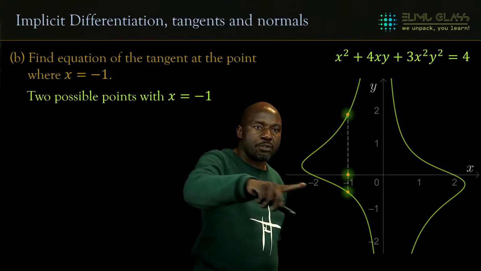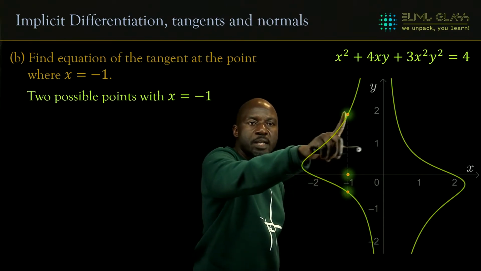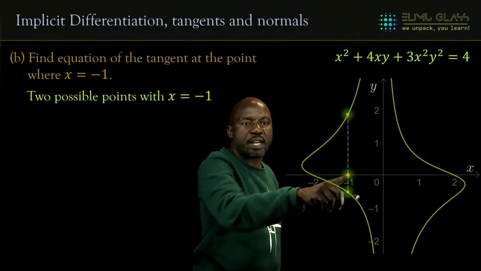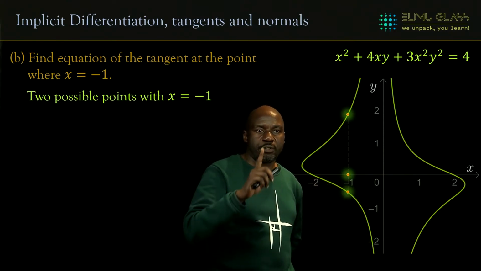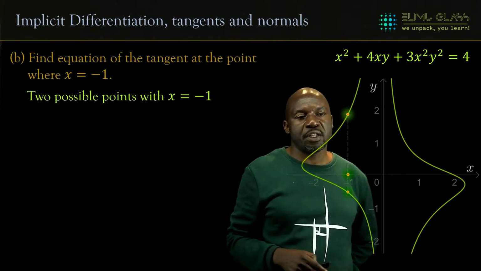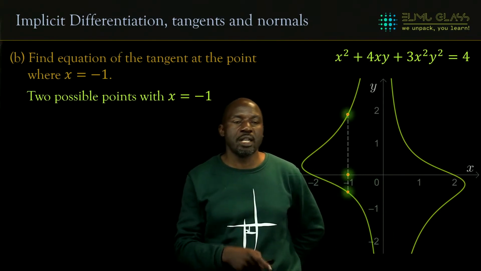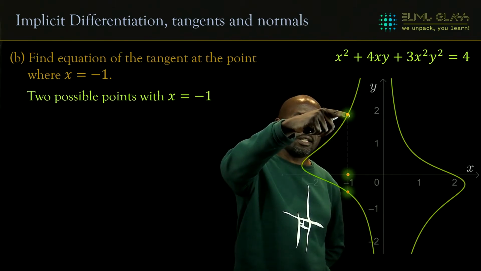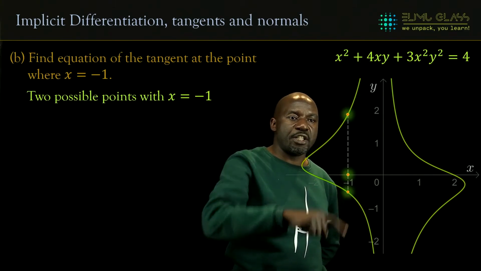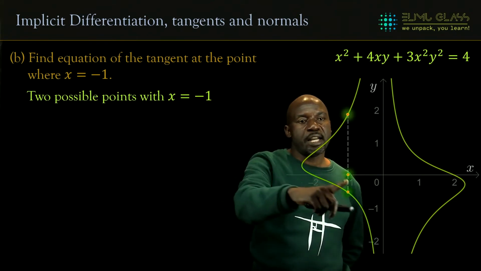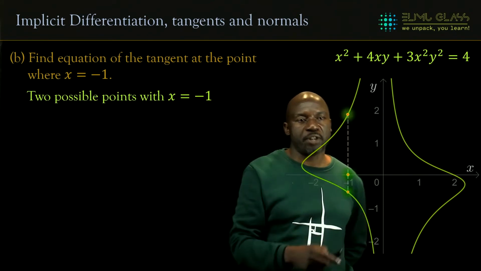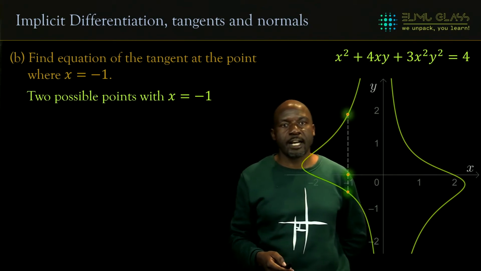Okay, so there are those 2 points, one is at the bottom and one is at the top. So both points have an x coordinate of negative 1. What are the equations of the tangent? So we have 2 points with the x value of negative 1. We want to know the equation of the tangent at this point and the equation of the tangent at that other point. All right. So we know that this has a negative gradient. This one has a positive gradient. We'll need to find those gradients, right?